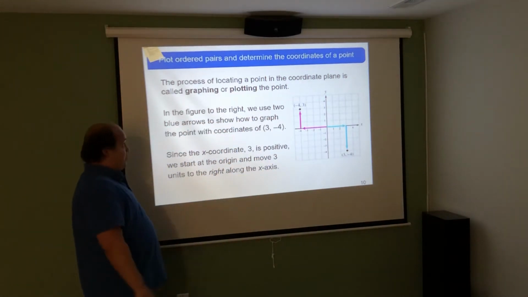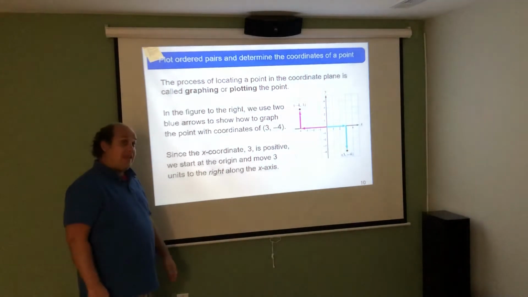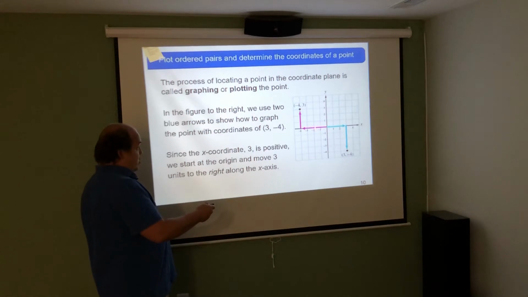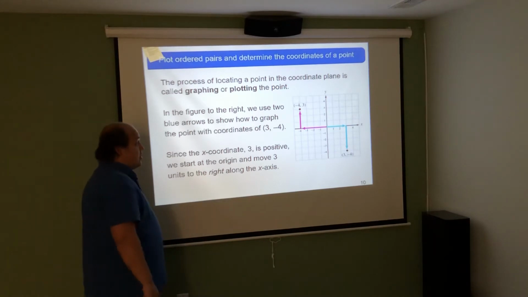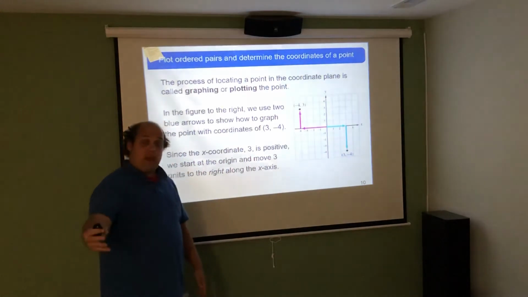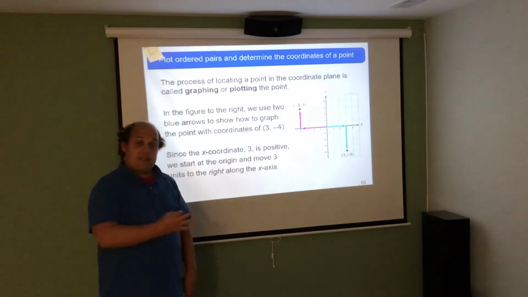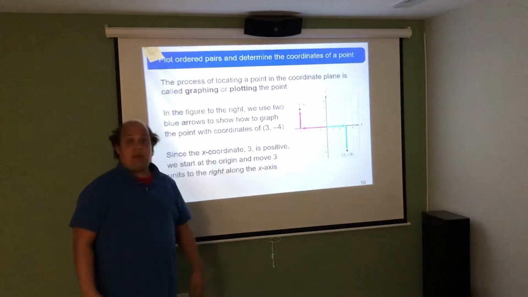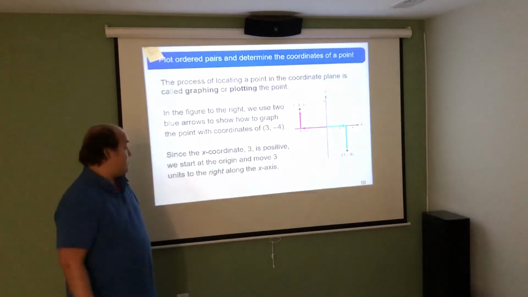If we switch those two coordinates and now tried to find the point negative 4, 3, we'd start by going 1, 2, 3, 4 to the left, and then going up 1, 2, 3. So again, if the first number is positive, it means to the right. If the first number is negative, it means to the left. If the second number is positive, it means up. If the second number is negative, it means down.